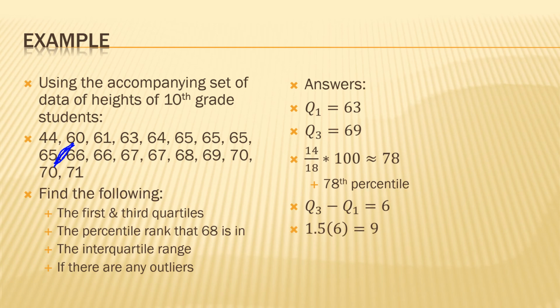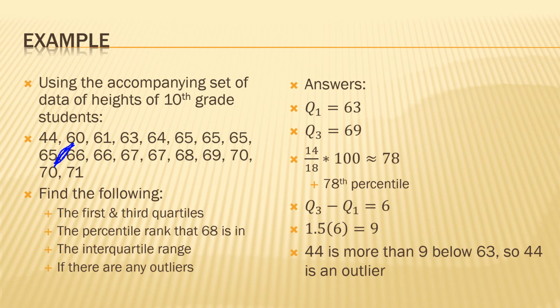Now I'm going to check for outliers on both sides. My first quartile is 63. I need to see if there are any scores that are more than 9 below 63. I have one. It's 44. That means that 44, because it's more than 9 below 63, is an outlier.